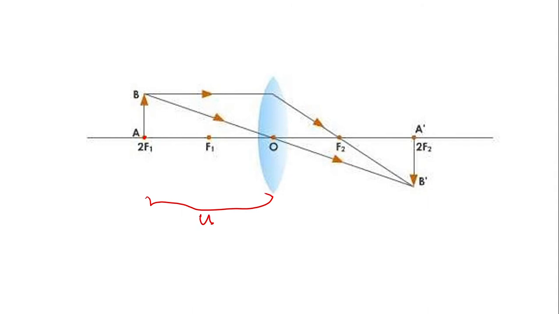Now, if you see over here, the object is kept at 2f, and there are two rays that we take. One ray passes through the convex lens and goes through the focus, and the other one passes straight through the principal axis. Because of the intersection of those two rays, an inverted image is formed, which is also at 2f. So whenever the object is at 2f, the image is also formed at 2f, and the size of the image is the same as the size of the object.